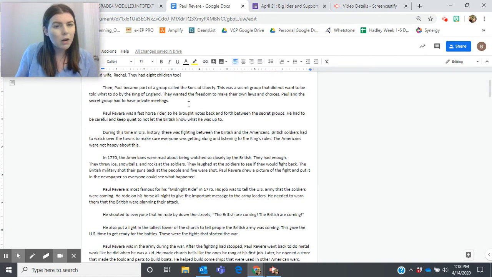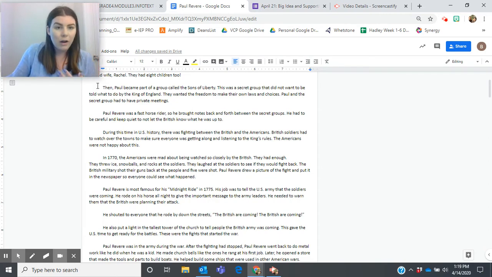Then Paul became part of a group called the Sons of Liberty. That sounds kind of important. This was a secret group that did not want to be told what to do by the King of England. They wanted the freedom to make their own laws and choices. Paul and the secret group had to have private meetings. I need to think about what sentence is really giving me an idea of what this paragraph is about.